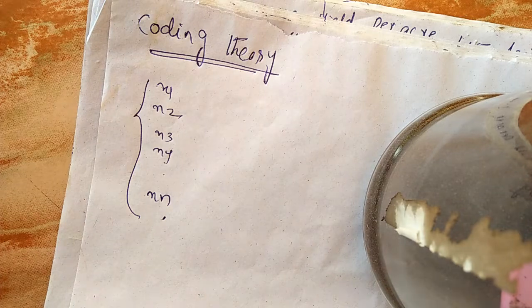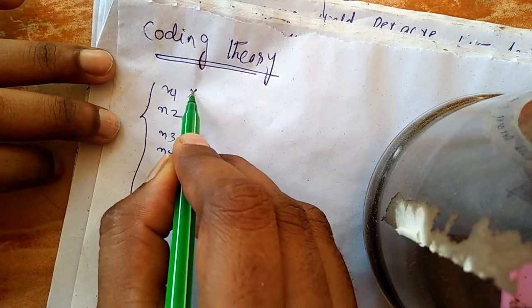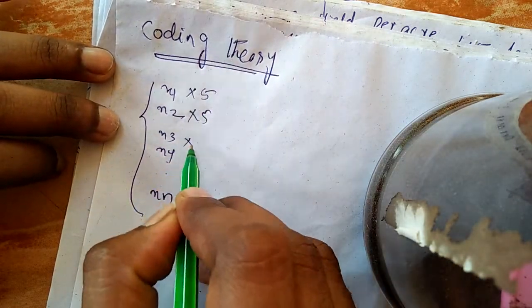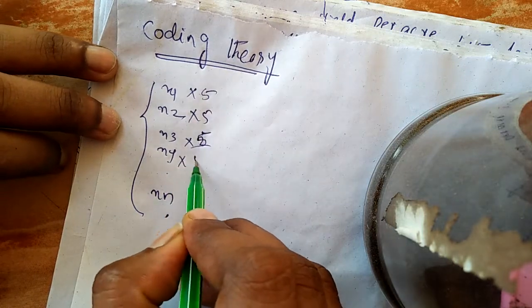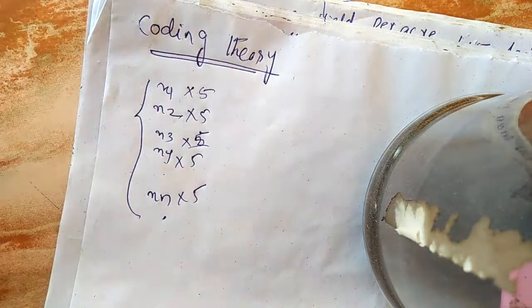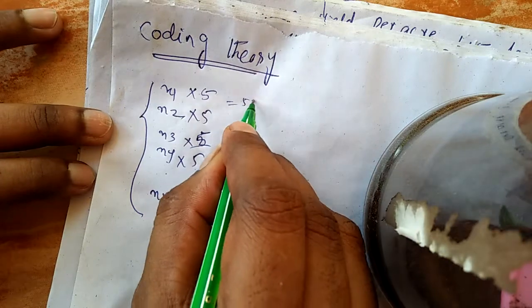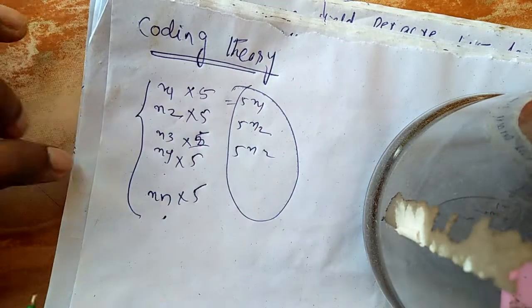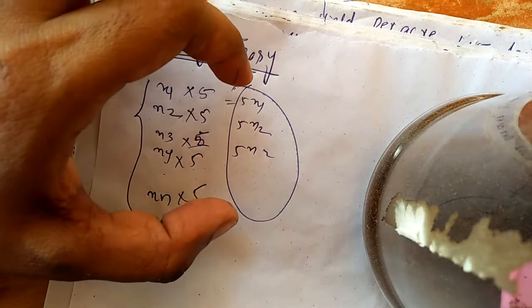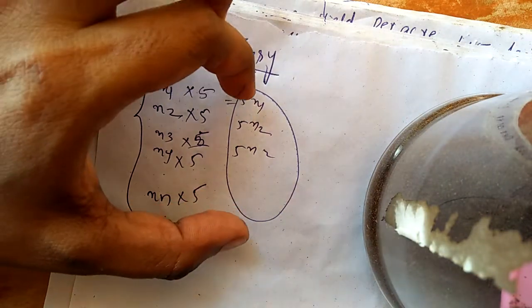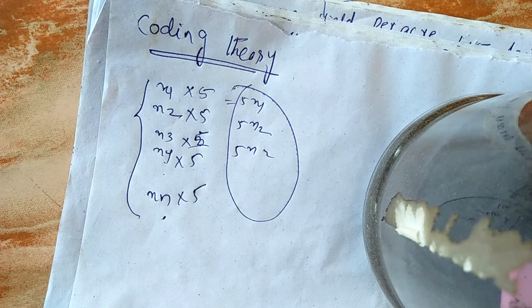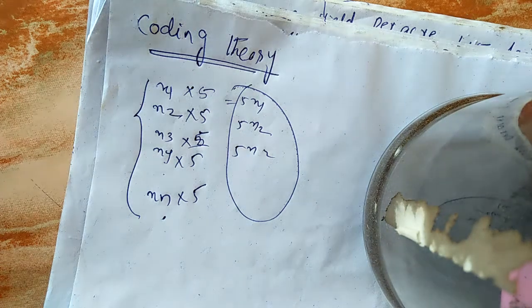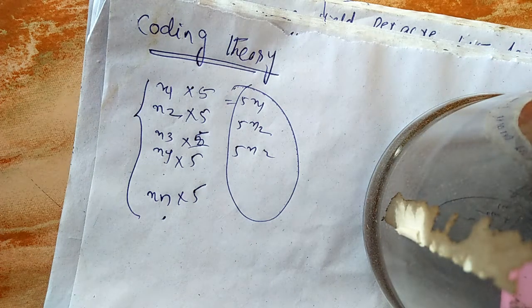These n observations are multiplied by a common number. We can multiply by 5, so the n observations are multiplied by 5. Then we get 5x1, 5x2, 5x3. Then when we use these observations for finding the F ratio, there is no change in the F ratio.